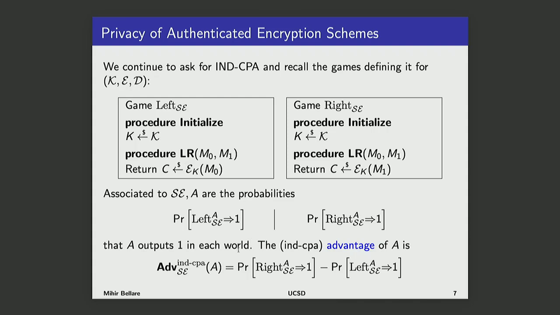So eventually it outputs this guess, and we define its advantage as the difference in the probabilities of its saying 1 in the right game, where the guess would be correct, and the left game where the guess would be wrong. And the larger this is, the better the adversary does.